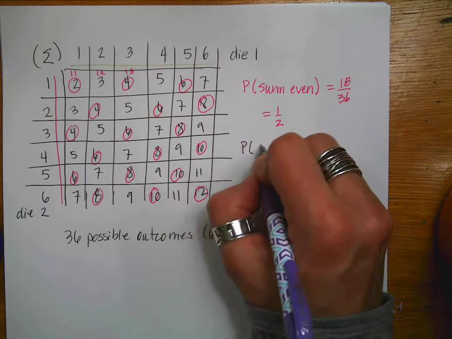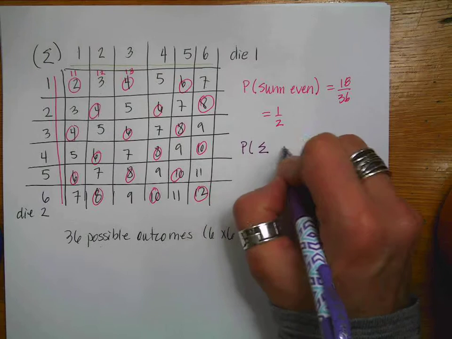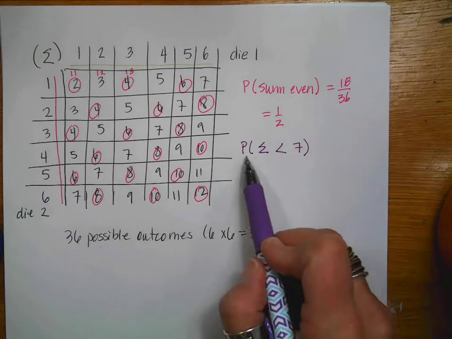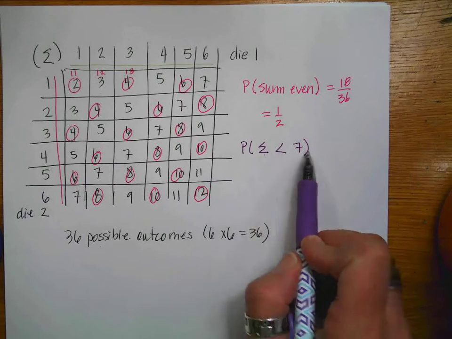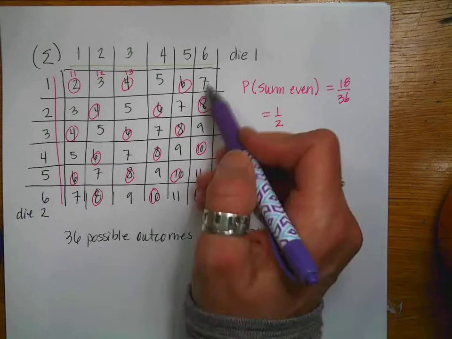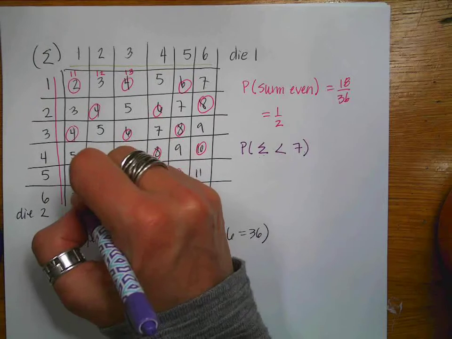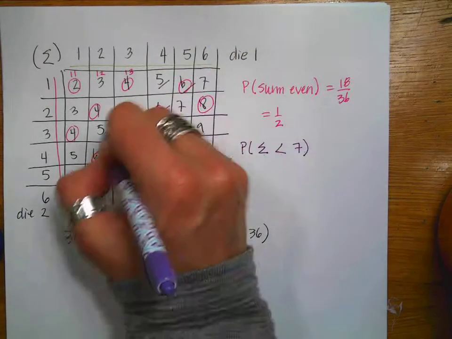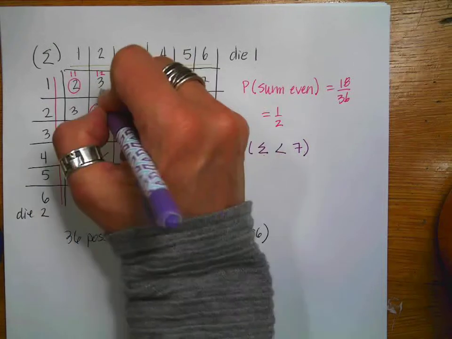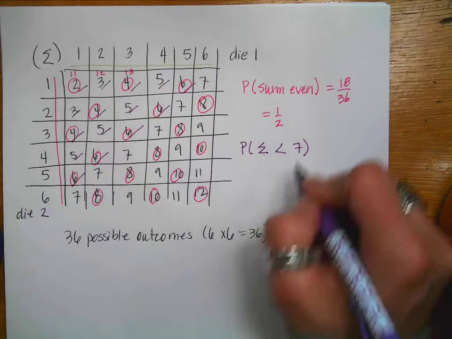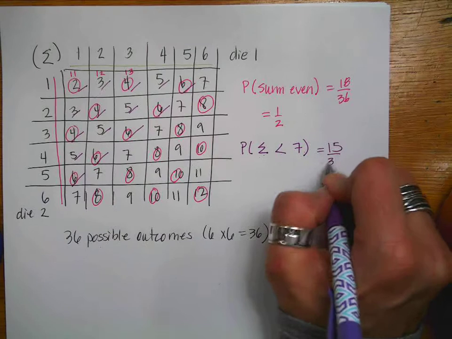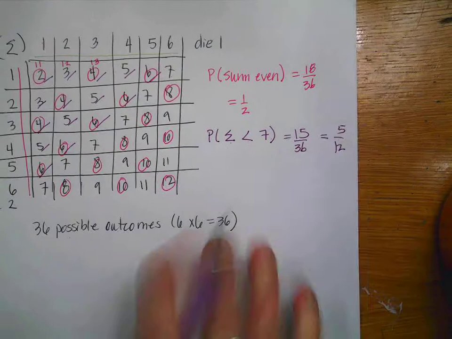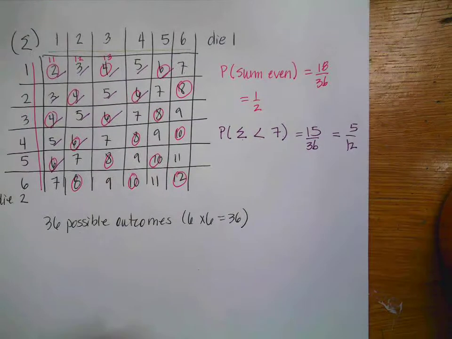So for the next one, I want to do the probability that the sum, love that epsilon, is less than 7. So this says the probability that the sum is less than 7. So less than 7 means 7 is not included. So that's going to be 1, 2, 3, 4, 5, 6, 7, 8, 9, 10, 11, 12, 13, 14, 15. So this is going to be 15 out of 36, which reduces to 5 out of 12.